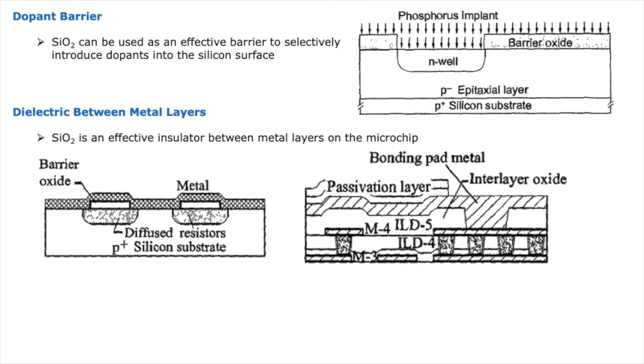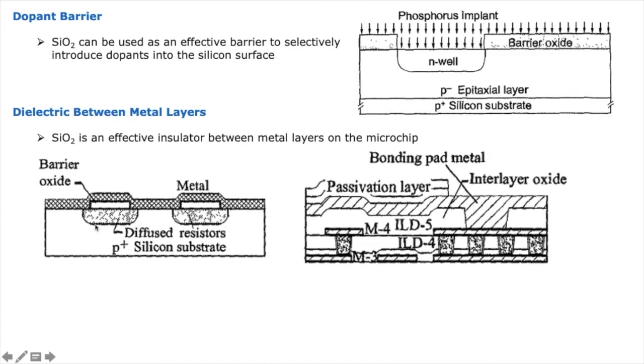Dielectric between metal layers. This is another application of silicon dioxide. Silicon dioxide is an effective insulator between metal layers of the microchip. When chips are developed, you should understand that it's not about one layer. Several layers are grown one after another, right? And they are connected. All the devices are connected in a particular fashion. So how do you insulate different layers where you have different circuitry designs inside the chip? This is also done by a silicon dioxide layer.